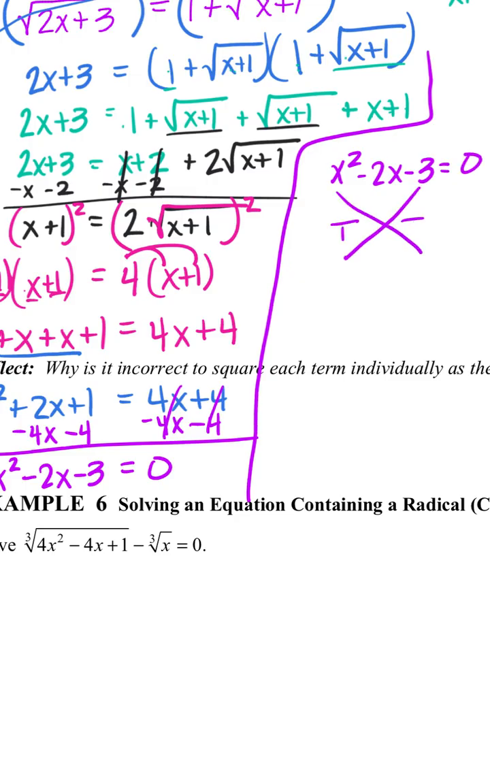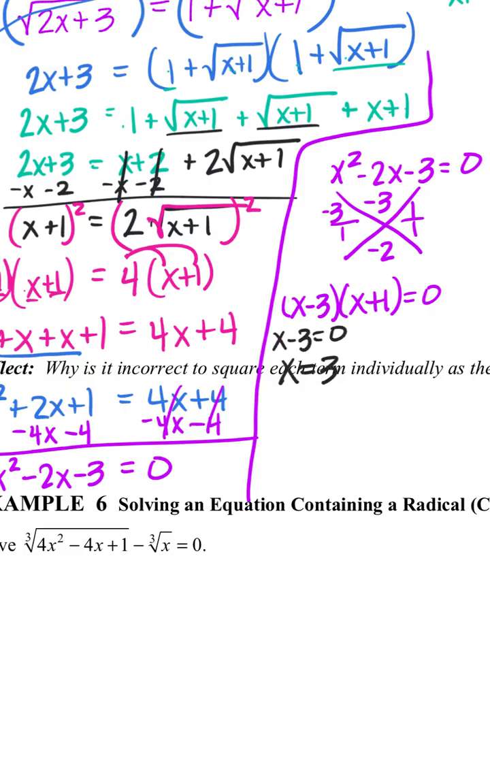We have a leading 1, a negative 2, and a negative 3. I know negative 3 times 1 gives me negative 3, and negative 3 plus 1 gives me negative 2. So I've got x minus 3 and x plus 1, and that equals 0. So take each piece. X minus 3 equals 0, so x is 3. X plus 1 equals 0, so x is negative 1. So here are my 2 proposed solutions.